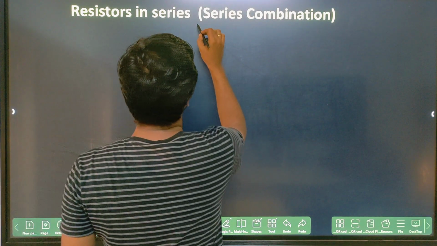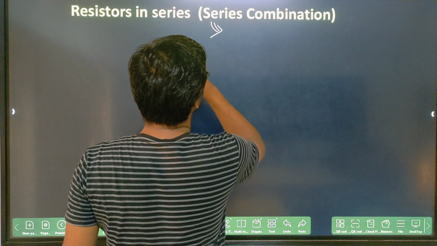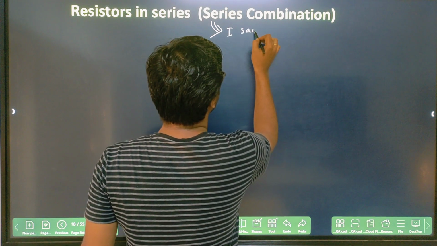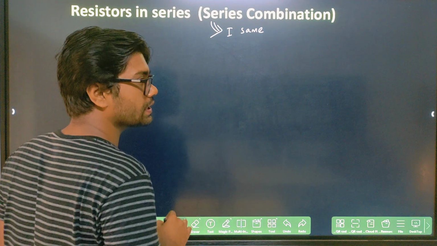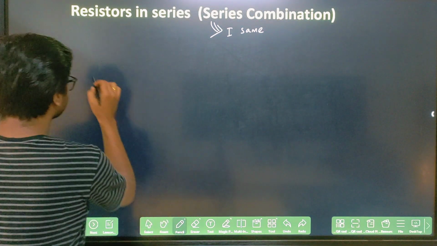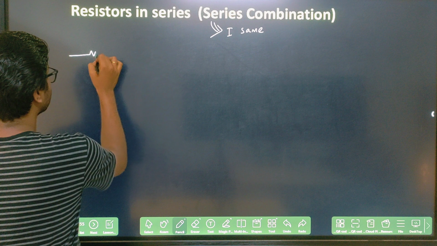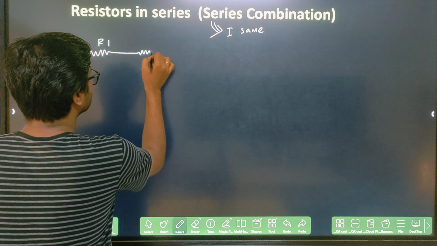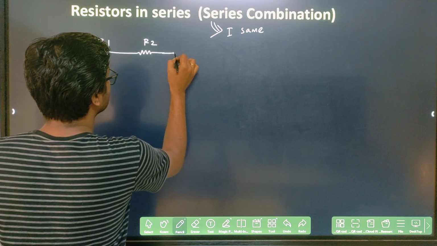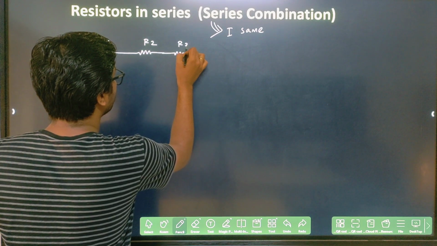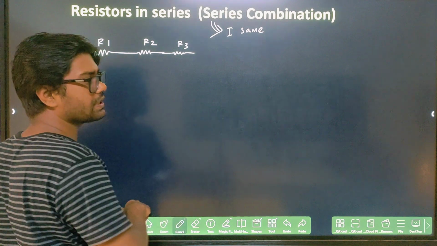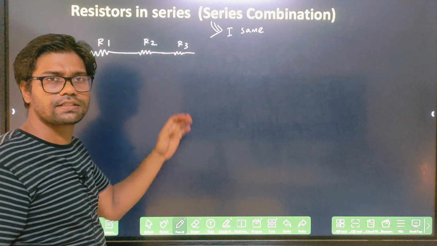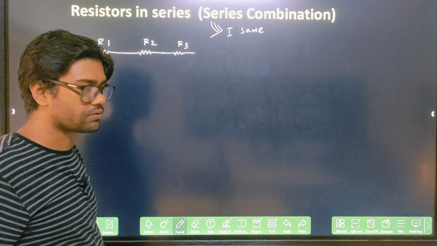Whenever these resistors are in series combination, you just remember that the current will be the same throughout the circuit. What it is basically saying is, let's say this one is resistor R1, this one another resistor R2, this one another resistor R3. All are connected in series. Basically I am taking 3 resistors here. You can take as many resistors as you want, n number of resistors also.